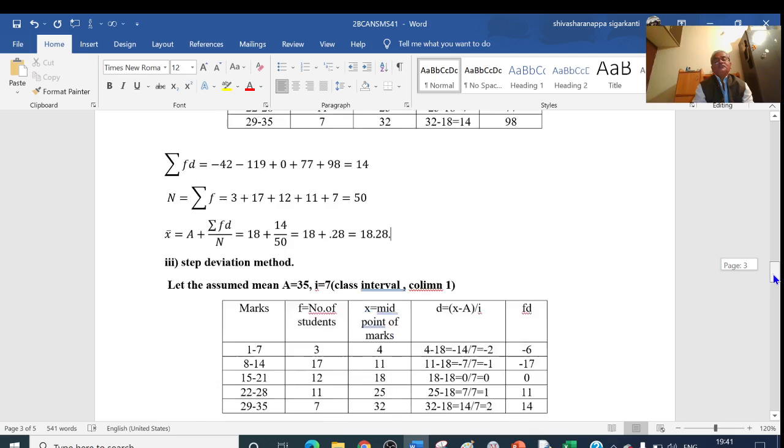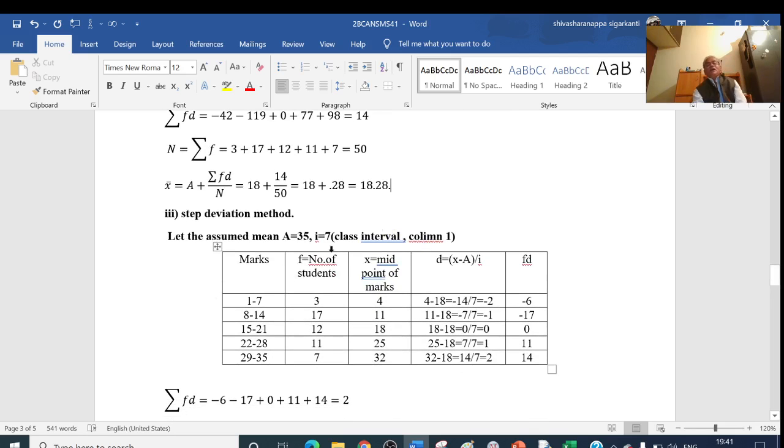Then I will go for the step deviation method. Here again I will take the assumed mean A equal to 35 and I equal to 7. The width of the interval is 7. In the second row we write as usual the frequencies and we write the midpoints here. Only the difference is here: D is calculated like this, X minus A divided by I.